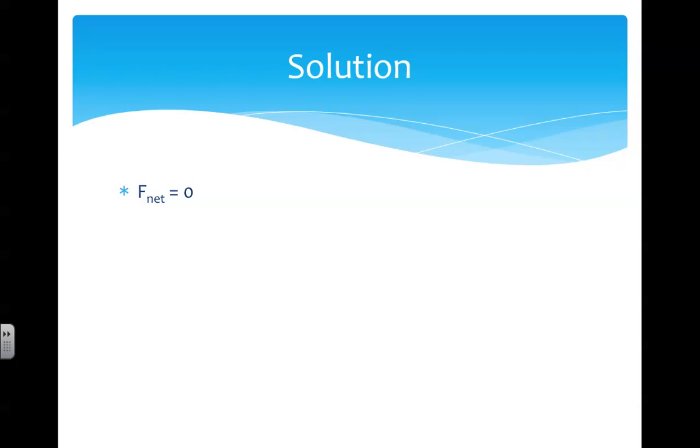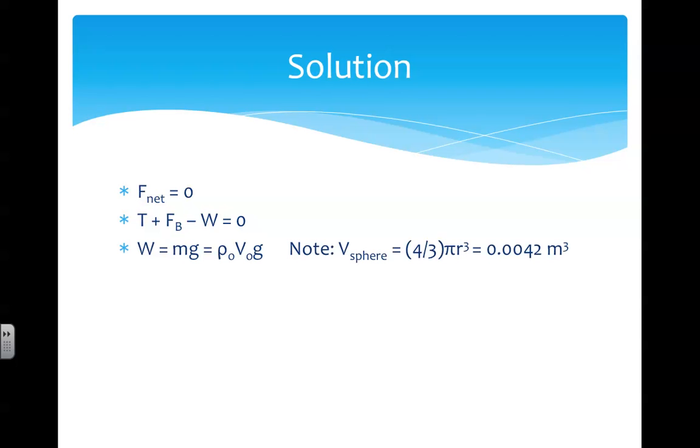Our sphere is at rest or in a state of equilibrium, so the net force acting on it equals 0. Plugging in our individual forces, tension plus the buoyant force minus weight equals 0. Weight of the object is equal to mg. M can be replaced with density times volume. Density of the object times volume of the object. Because our object is a sphere and we have the radius, we can find the volume of the sphere, 4/3 pi r cubed, which turns out to be 0.0042 meters cubed.